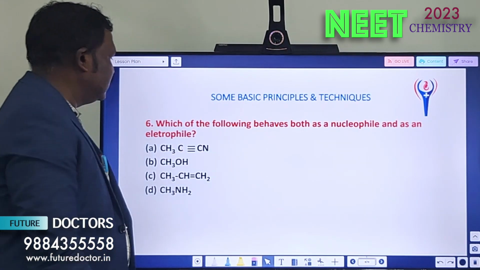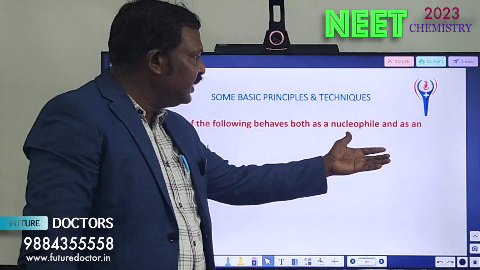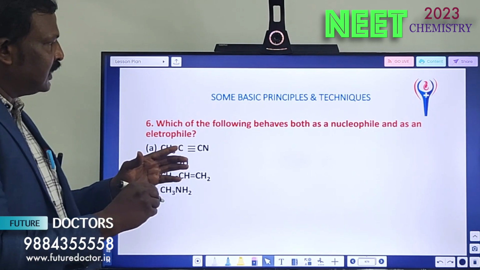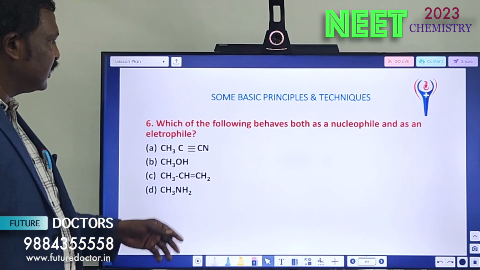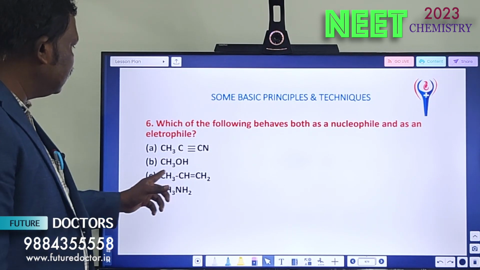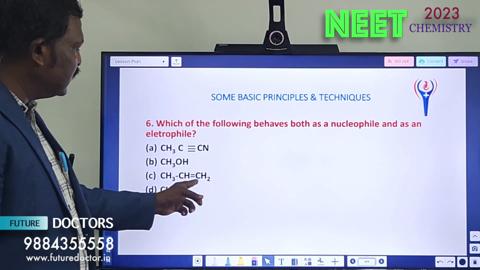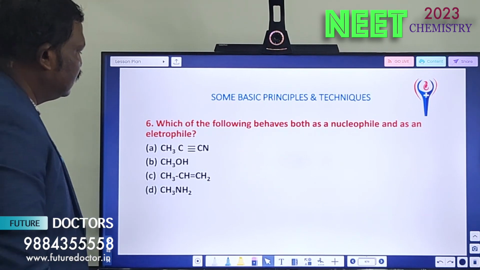Next question, sixth one. Which of the following behaves both as a nucleophile as well as an electrophile? One special compound acts as both nucleophile and electrophile. That compound we have to find out. Option A, CH3C triple bond CN. Option B, CH3OH. Option C, CH3CH double bond CH2. Option D, CH3NH2. Understood?